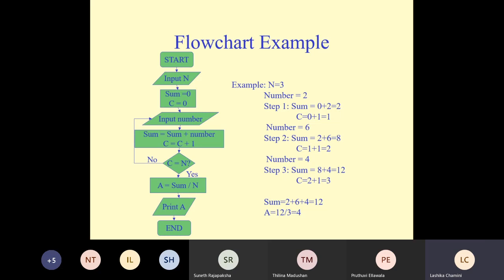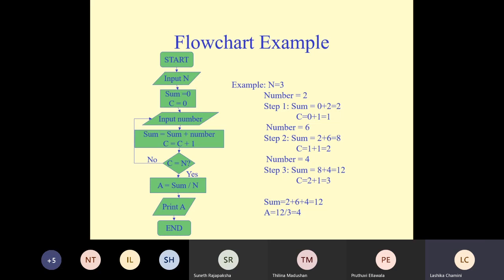So now I'm going to get the average of 3 numbers. So I input this n as 3. So at the first step, I input the number n. And after inputting the number, here you can see the program assigns the values of sum and c to 0. And then we are getting the input numbers. First, let's say the input number is 2.